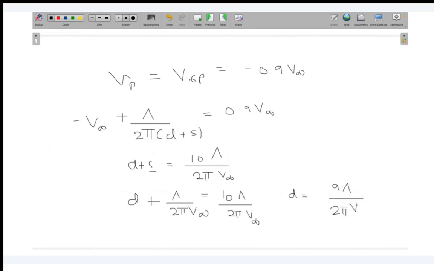So in our case, d by s is the ratio of 9 kappa by 2 pi V infinity divided by kappa by 2 pi V infinity. Kappa cancels, 2 pi V infinity cancels, so your d by s turns out to be 9. The right option here is d by s is 9.